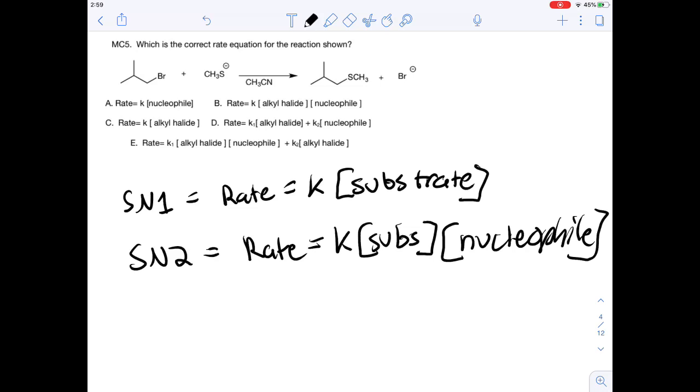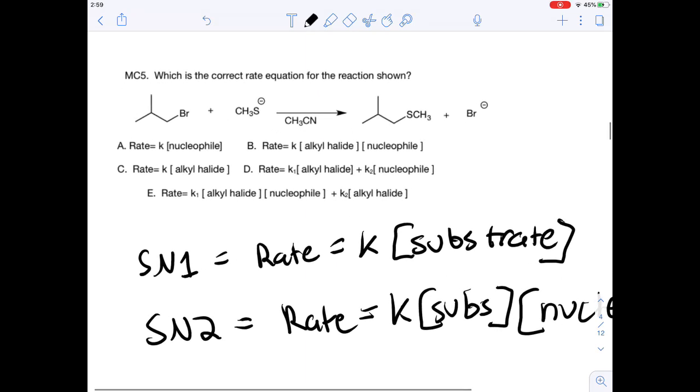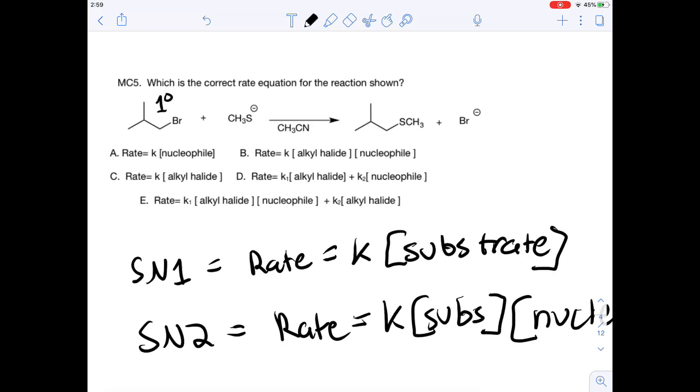The easy way to remember this is that SN1 is first order, meaning it only depends on the concentration of 1 thing, and SN2 is second order, so it depends on the concentration of 2 different things. Now, looking at multiple choice 5, we can distinguish whether this is an SN1 or an SN2 reaction, and then we can just pick the answer because we memorized the rate laws. The first thing you want to look at is whether the alkyl halide is primary, secondary, or tertiary. In this case, we have a primary alkyl halide. So that, as we remember, is representative of an SN2 reaction.